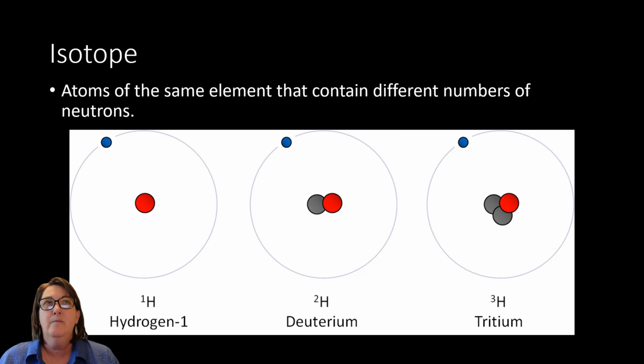An isotope is atoms of the same element that contain different numbers of neutrons. Remember that our nucleus is going to have protons. So hydrogen just has a proton, it has no neutrons. Here I have deuterium, and this is going to be hydrogen's isotope because I have one proton and one neutron. Here I have tritium. This is hydrogen again, but an isotope: one proton, two neutrons.